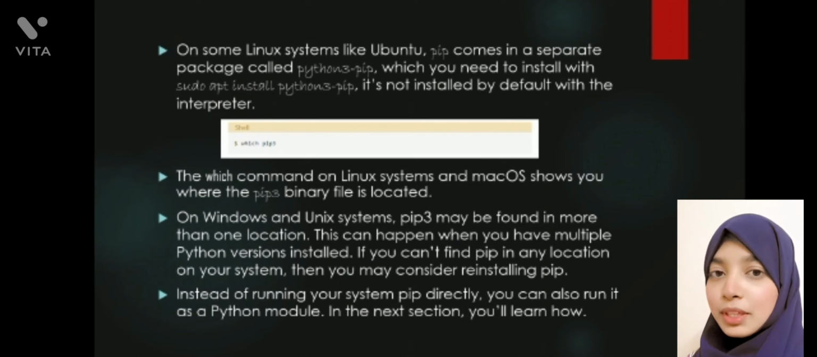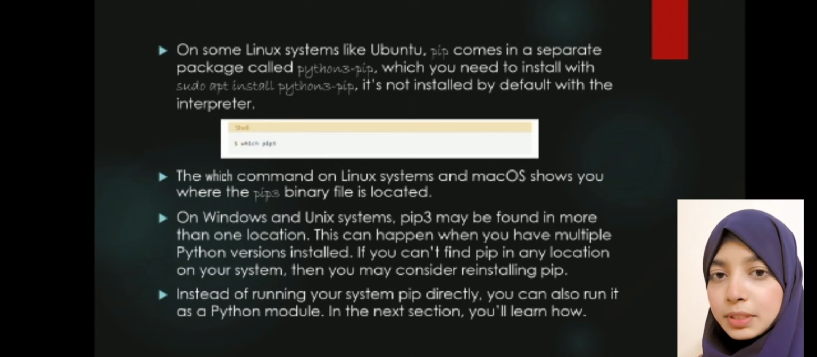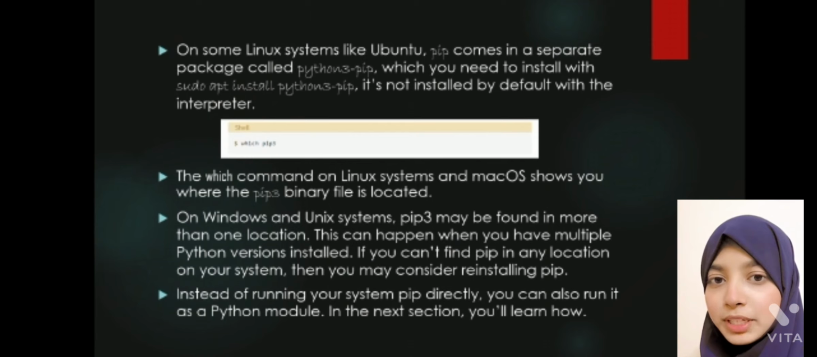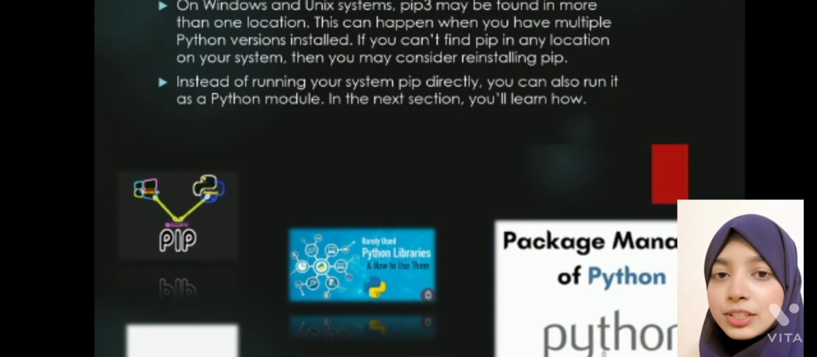On Windows and Unix systems, pip3 may be found in more than one location. This can happen when you have multiple Python versions installed. If you can't find pip in any location on your system, then you may consider reinstalling pip. That is the common solution for it. Instead of running your system pip directly, you can also run it as a Python module. In the next section, you'll learn how.